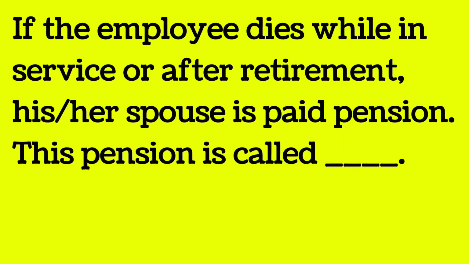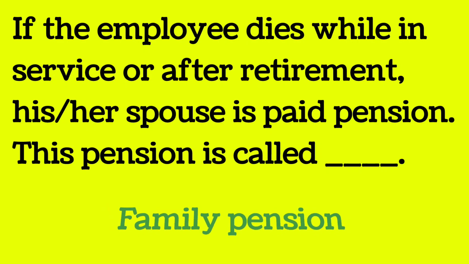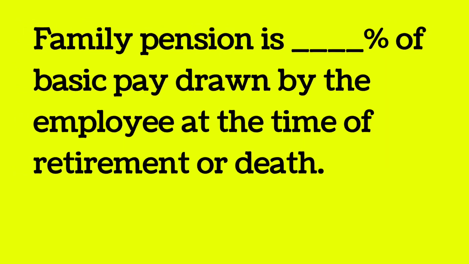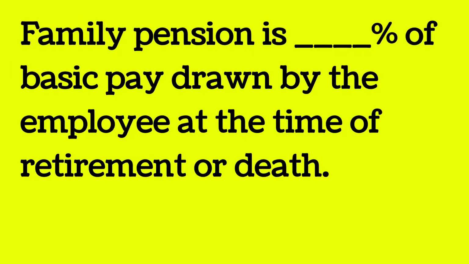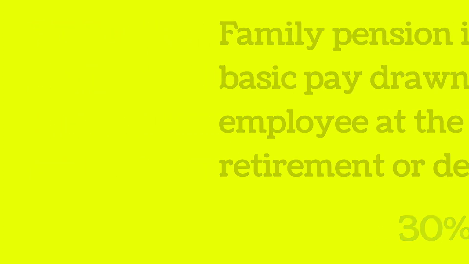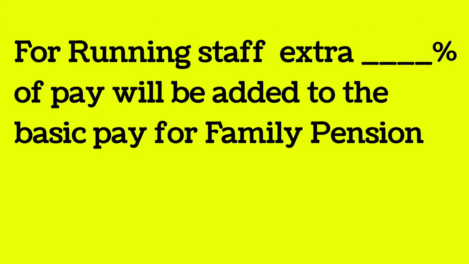If the employee dies while in service or after retirement, his or her spouse is paid pension. This pension is called dash. If the employee dies, then their dependents or family will get it. This pension is called family pension. Family pension is dash % of basic pay drawn by the employee at the time of retirement or death. So, pension is 50% but family pension will be 30%. Family pension is 30% of the last basic pay.